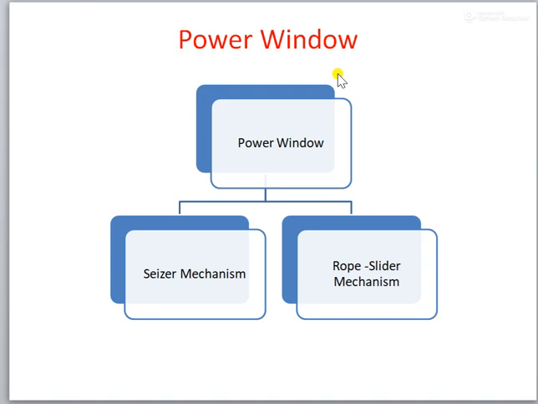In case of the handlebar, we were using a scissor type mechanism. But nowadays, to reduce the noise or the friction, or to make the up and down movement of the window smoother, another kind of mechanism has come into the picture, that is the rope and slider mechanism. So from the mechanism point of view, a power window is classified into two types: scissor mechanism and the rope slider mechanism.